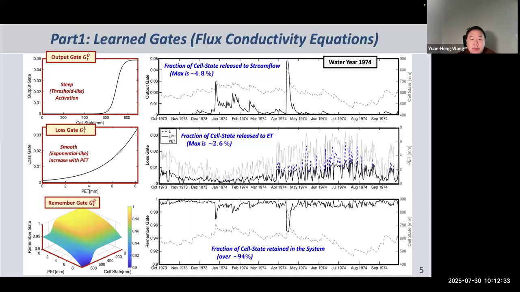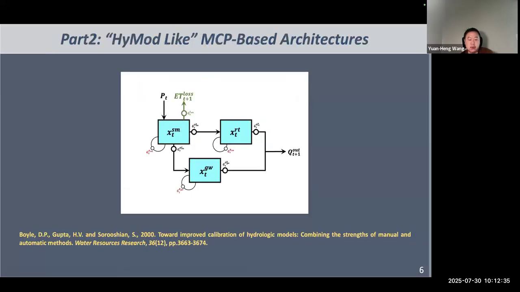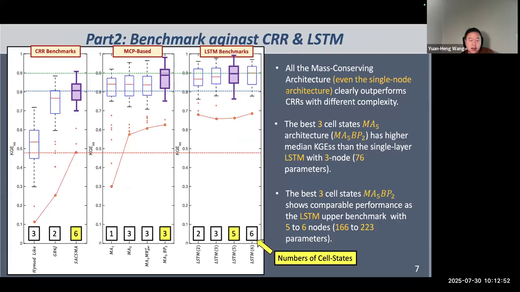Okay, so where am I? Okay, here. So yeah, the Hymod architecture has three tanks, right? Surface soil moisture tank, routing tank, and groundwater tank. So here are the results. In paper 2, we benchmark the MCP architecture against a conceptual rainfall-runoff model and an LSTM network.